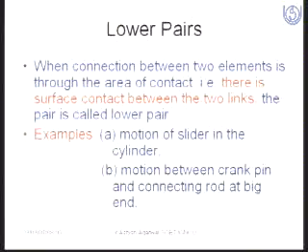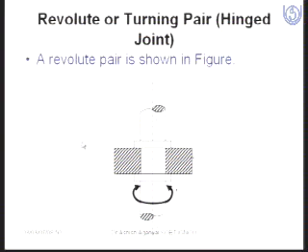Lower pair. In the lower pair we have a surface contact between the two links. If we see the slide, the definition is that when the connection between the two elements is through an area of contact, or there is a surface contact between the two links, then the pair is called the lower pair. Examples here are the motion of a slider in a cylinder, or the motion of the crank pin and the connecting rod at the big end.